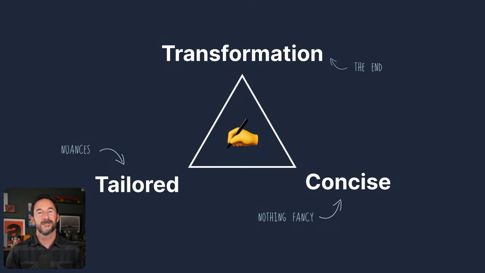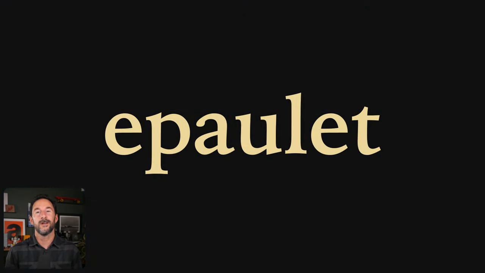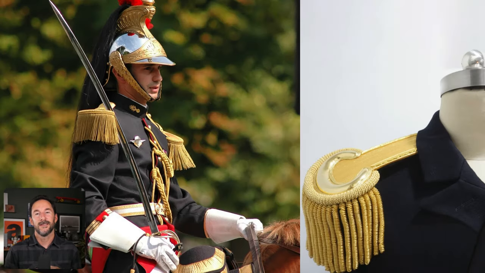Okay, so here's a little side story from back home to help teach you about tailored and concise copywriting. Do you know what an epaulette is? An epaulette is this fancy frilly gold thing that guards wear. Now, I try to big myself up online and I say, hey, I'm Rob, I surf, I build websites, I listen to punk rock. But the truth is, I'm actually an ultra nerd and I love bird watching.